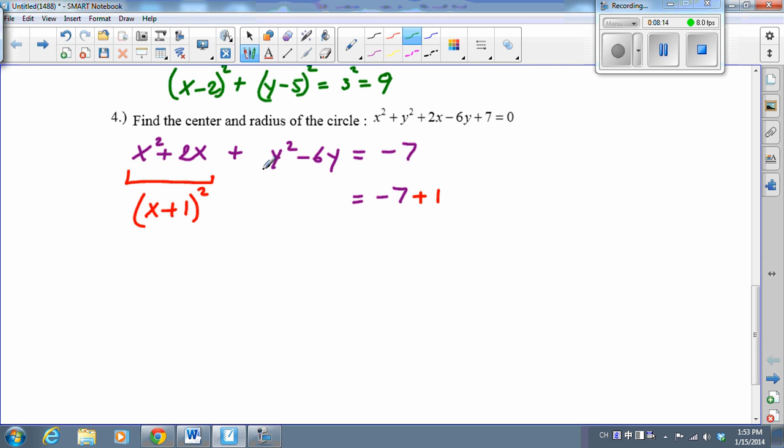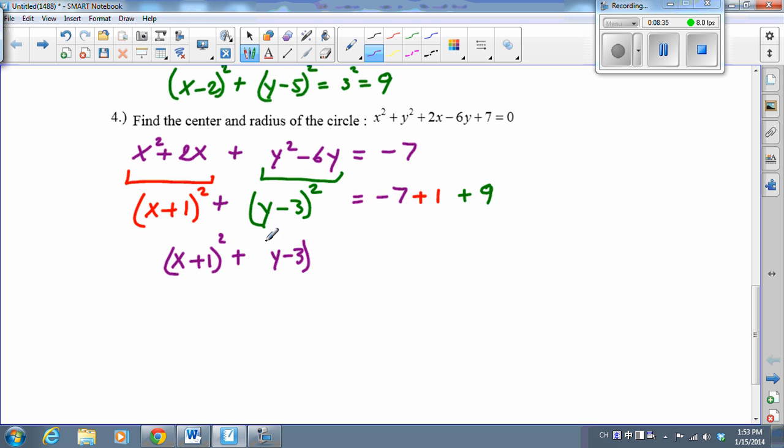Let's do the same thing for the y. I divide this by 2, meaning (y - 3) squared. And what I will add here is the square of negative 3, which is 9. There's still a plus in between. So this is (x + 1)² + (y - 3)² equal to 9 plus 1 is 10, minus 7 will be 3. So the center is at (-1, 3), and the radius is the square root of 3.